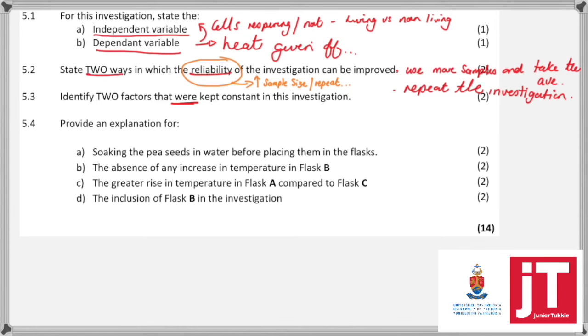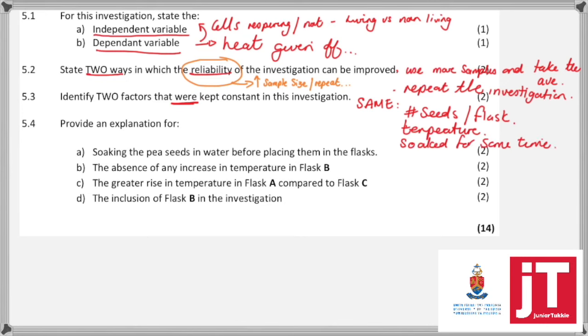So two factors that were kept constant in this investigation means they were kept the same. So we need to make sure our answer starts with the same. In this case, it would be the same number of seeds per flask. The starting temperatures were the same, and they were soaked for the same amount of time.